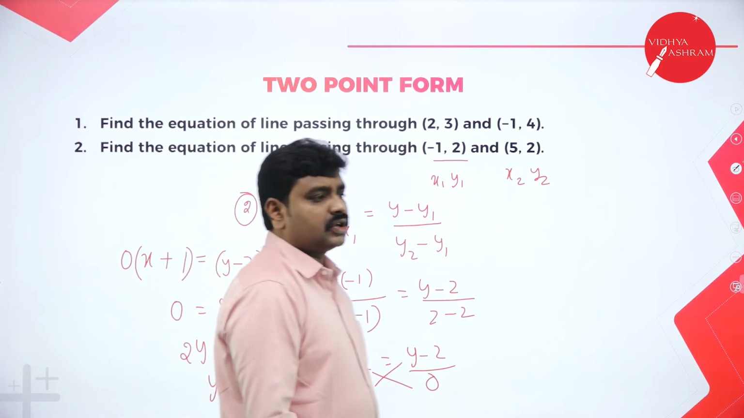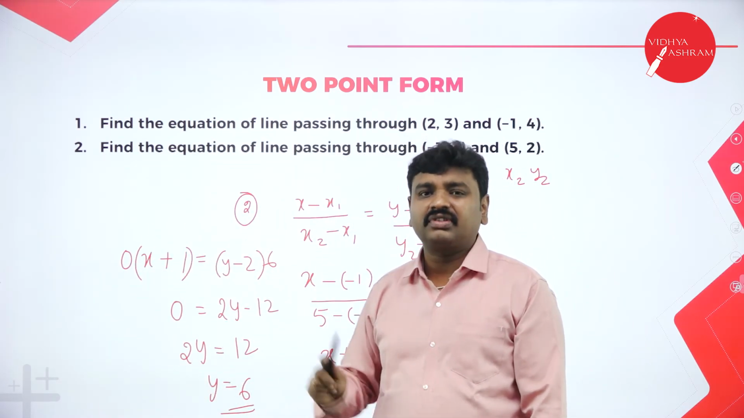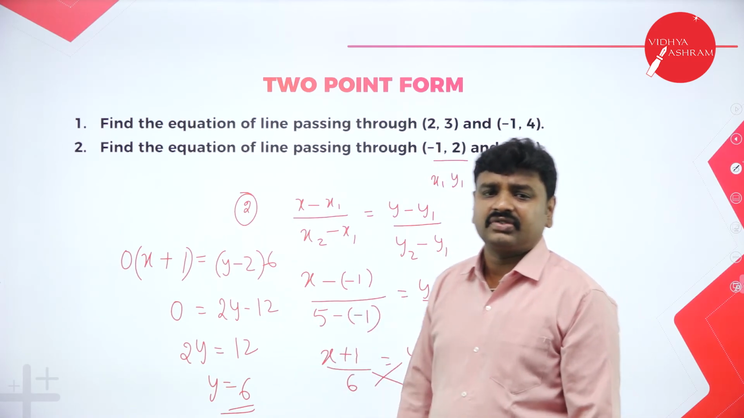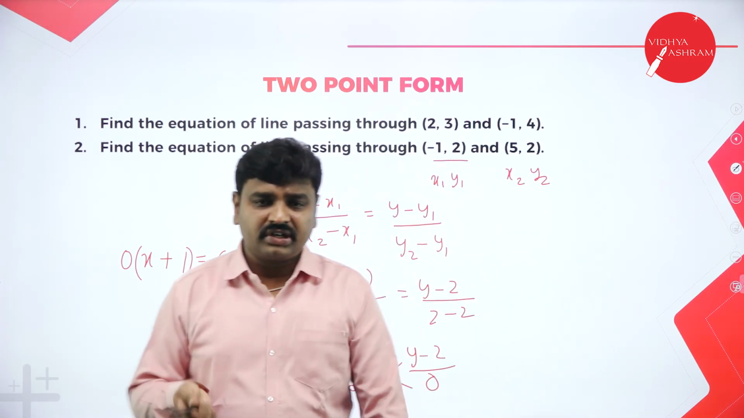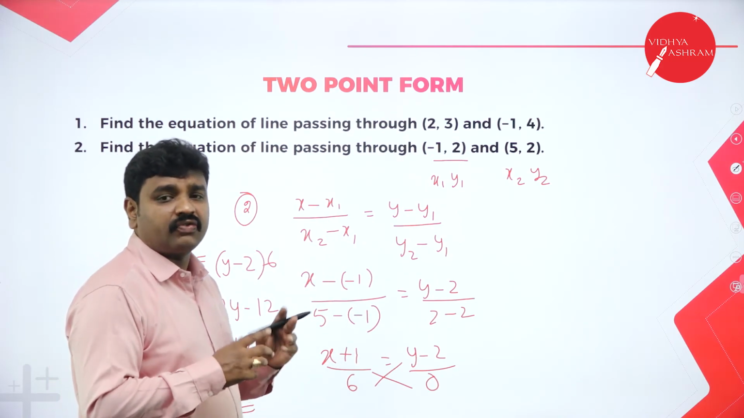This is a line, y is equal to 6. This is a line cutting y-axis at 6, parallel to x-axis. That we'll see again in drawing, that is in linear inequalities. I'll teach you how to draw the lines also. So now we have done two problems based on 2-point forms.